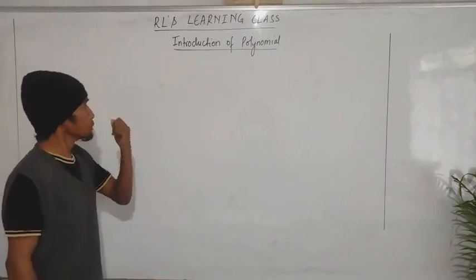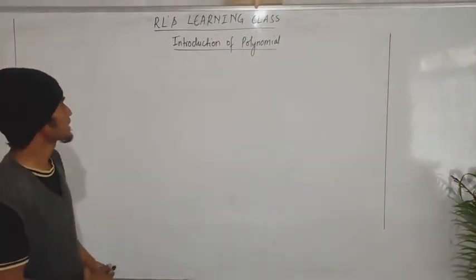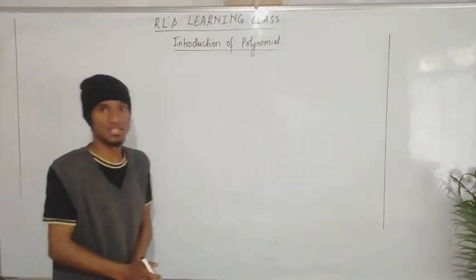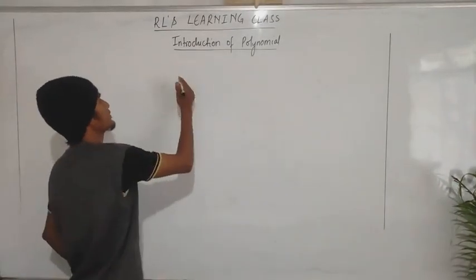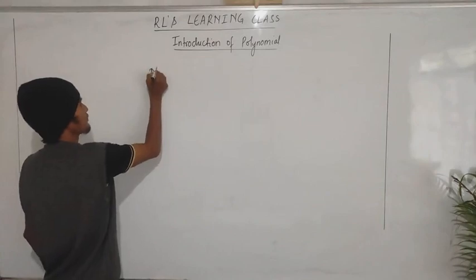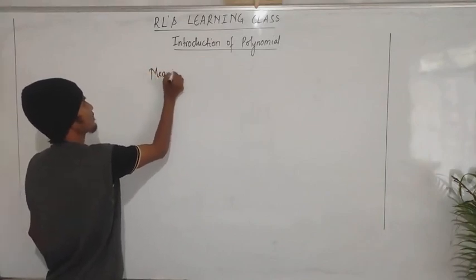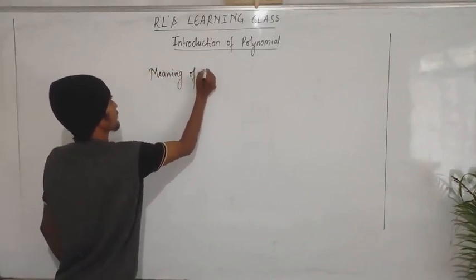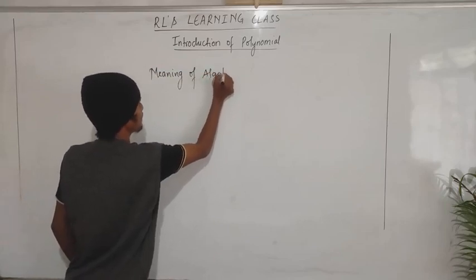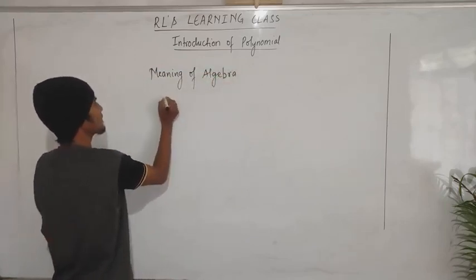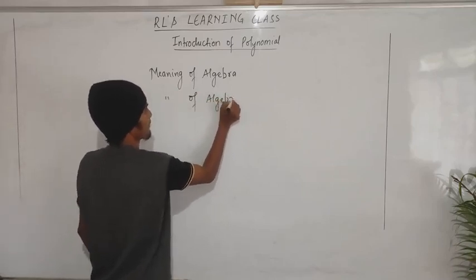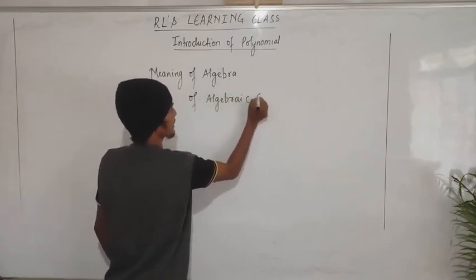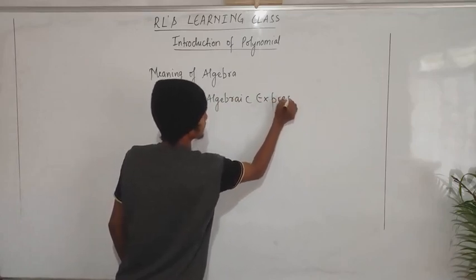Today we are going to continue from last class about algebra, and today we are going to do polynomials. Yesterday we talked about the meaning of algebra and then the meaning of algebraic expression.